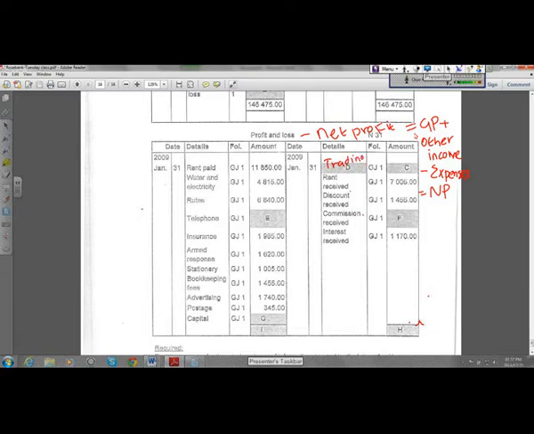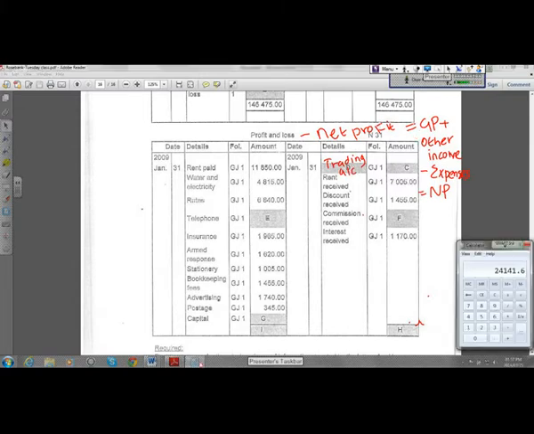Okay, I think maybe the answer could still be here. Fantastic, the number is still here. So in the shaded area, you are indicating the gross profit you got from the trading account. So you're going to say 24141.60. That's your gross profit, the number you start with.